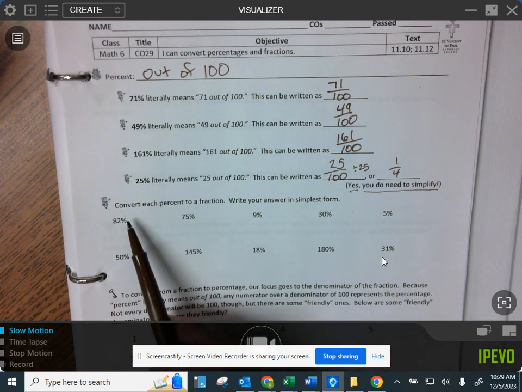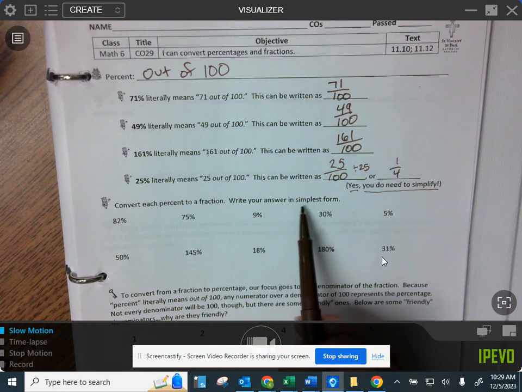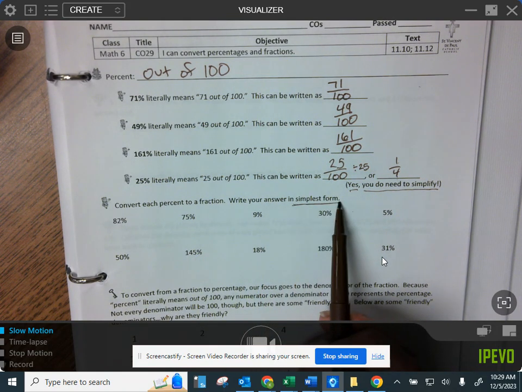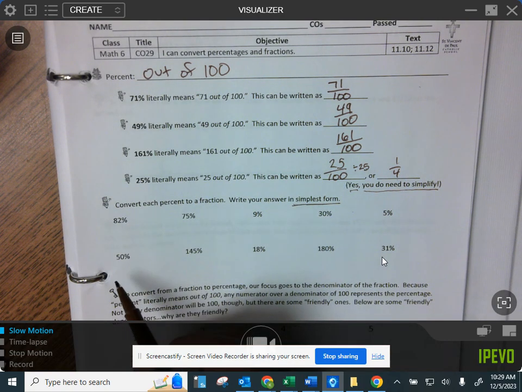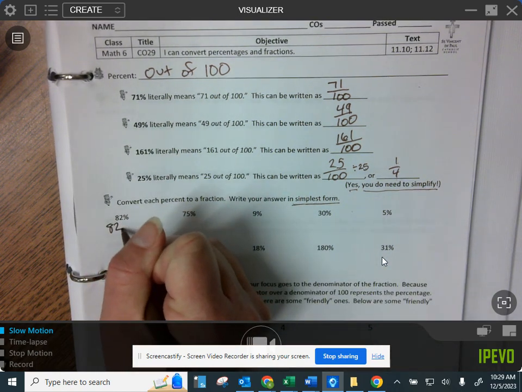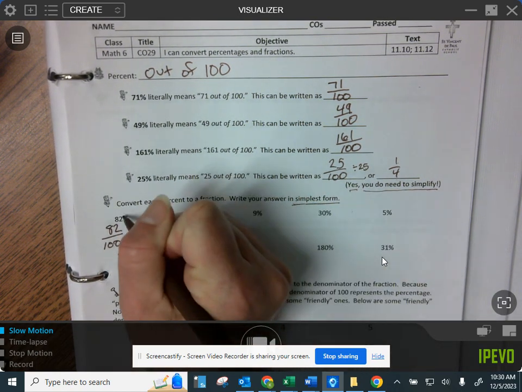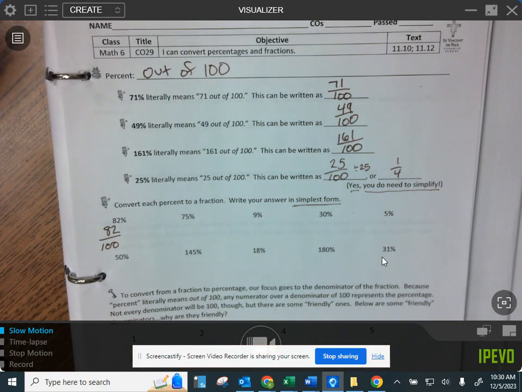So now we're going to convert each percent to a fraction. Write your answer in simplest form. So you're not just going to put your percent over 100. You have to see, can I simplify? So what would I do? What would I write first off? What is the first thing I'm going to write for 82%? Dom. 82 over 100. We always just put the percent over 100, and then I have to look, can I simplify?